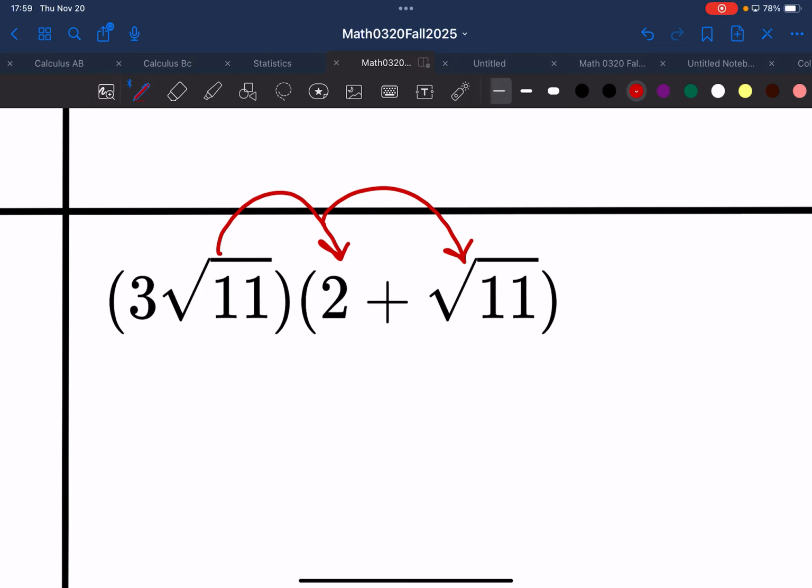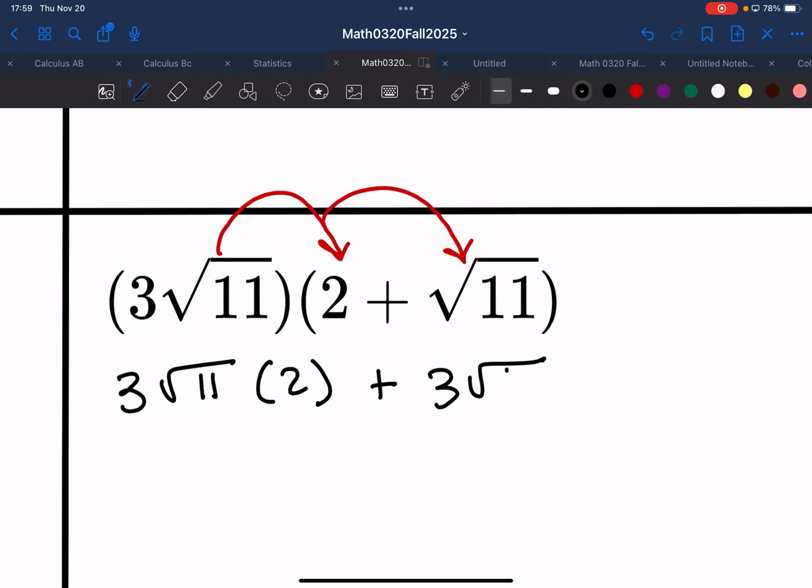Okay. So what I'm going to do first is I'm going to write it out. So I have 3 square roots of 11 times 2. That's the first arrow. And then the next one is 3 square roots of 11 times the square root of 11. Okay, so this is what it would look like after we distribute that in.